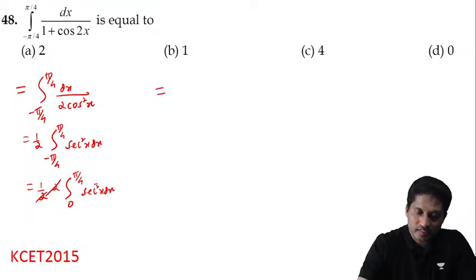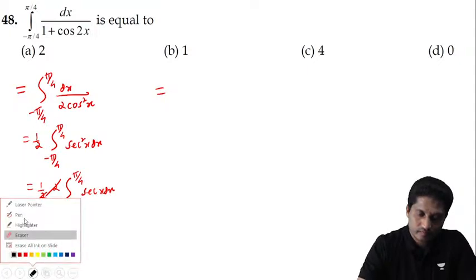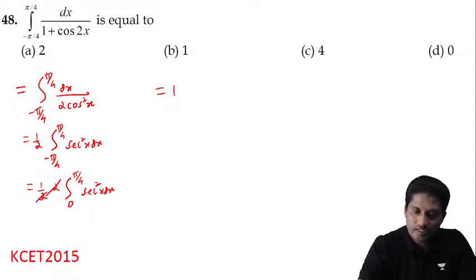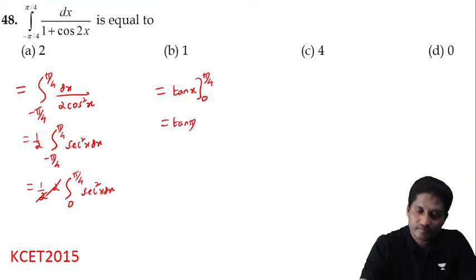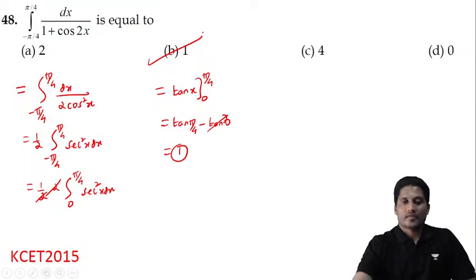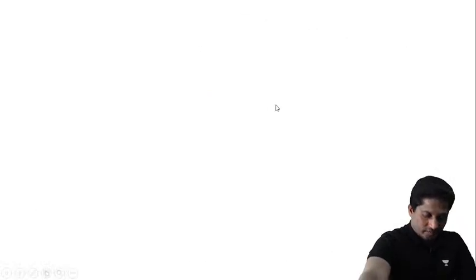Integration of sec square x is tan x, between the limits 0 to pi by 4. Okay, so tan 45 minus tan 0. Tan 0 is 0, tan 45 is 1. The answer is option C. Let's move to the next question.